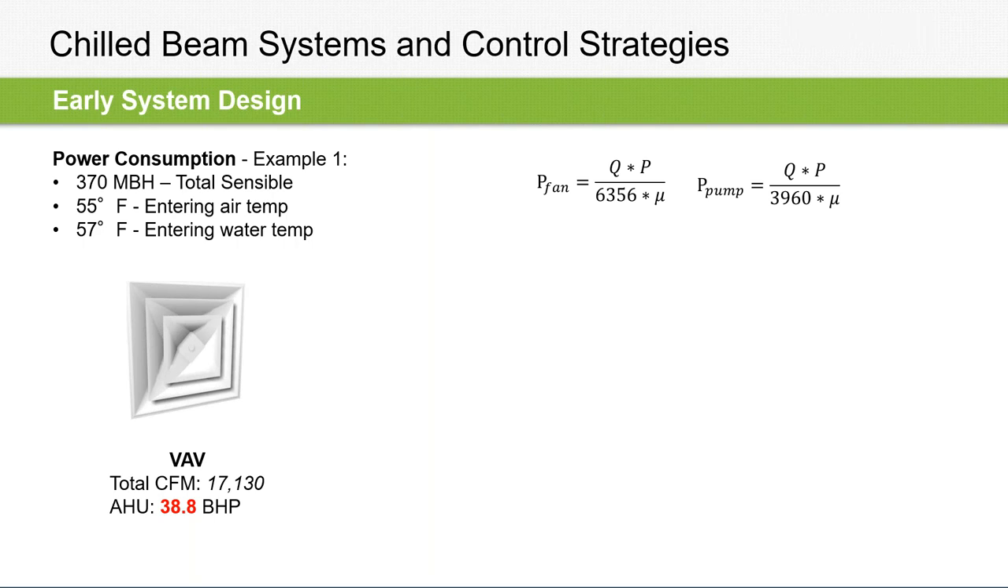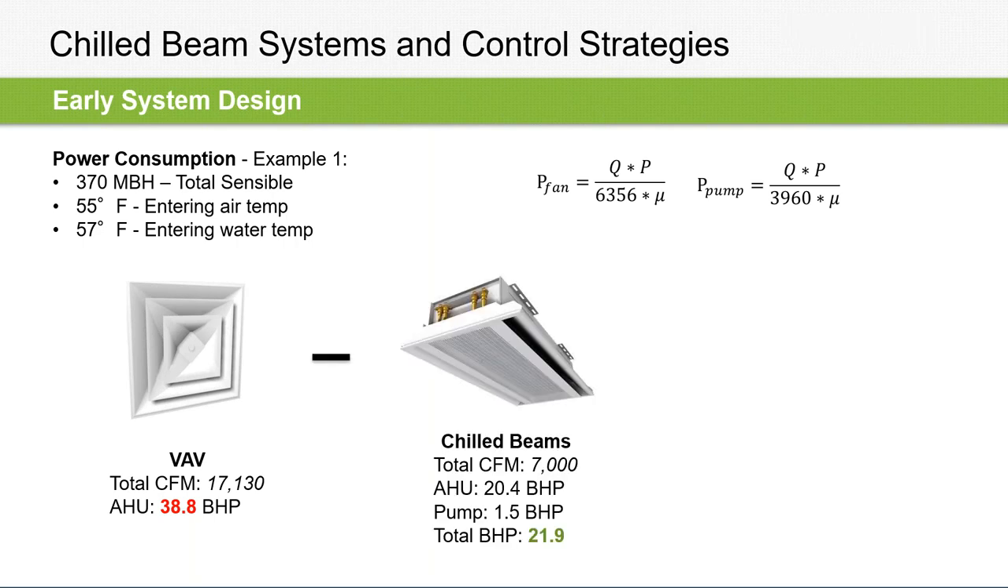Compare that to a similarly sized chilled beam system. We're going to use the same sensible capacity, and we're going to need about 7,000 CFM, so much less CFM. That yields about 20.4 brake horsepower on the air handler fan, and then 1.5 brake horsepower on the pump. So not a lot of horsepower added. The total there is about 22 brake horsepower, or 44% less at peak load than the VAV system. So this is the idea behind it, and really where the efficiencies can be gained.